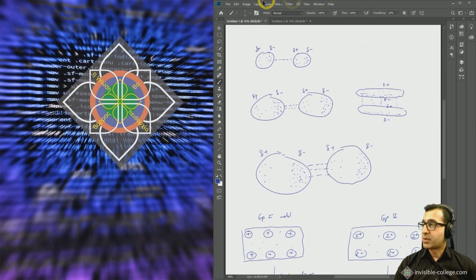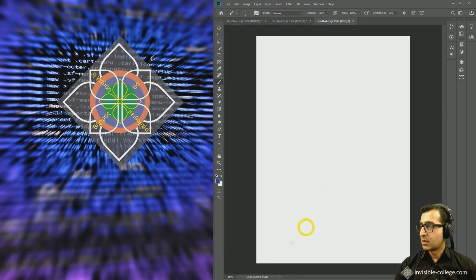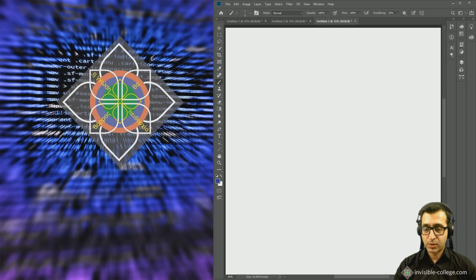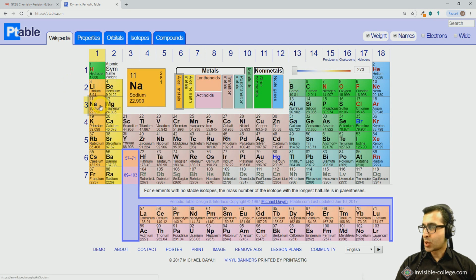So let me just open up another document here. Okay, so ionic substances are made up of positive and negative ions of different elements. So for example, if we take, so let's take a look at our periodic table here. So if we take, for example, let's think of a good example here. All right, so let's take, for example, sodium fluoride versus sodium iodide.